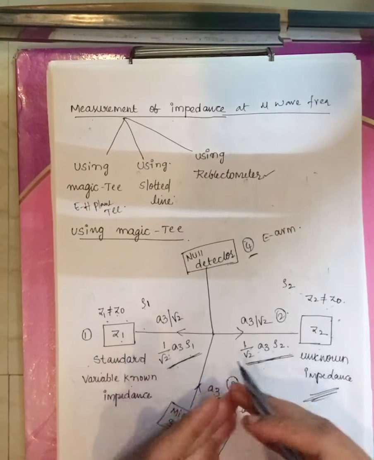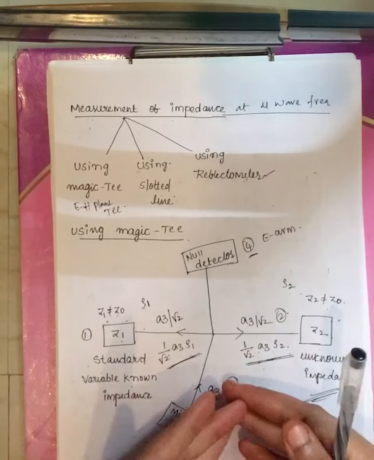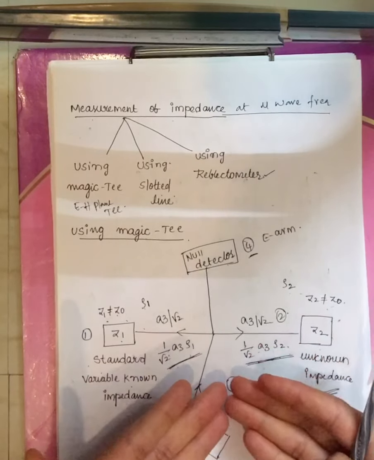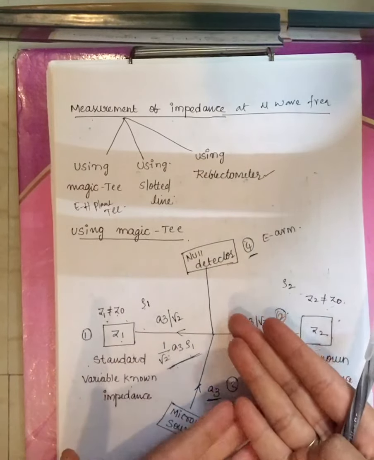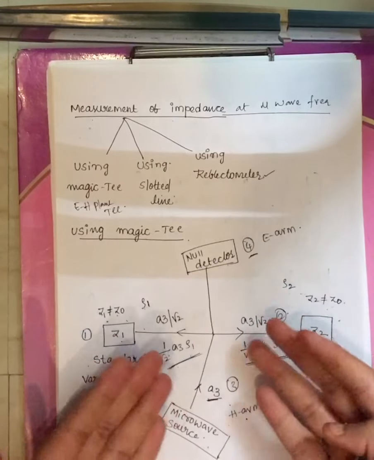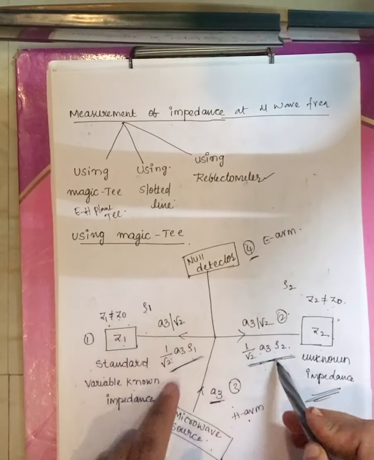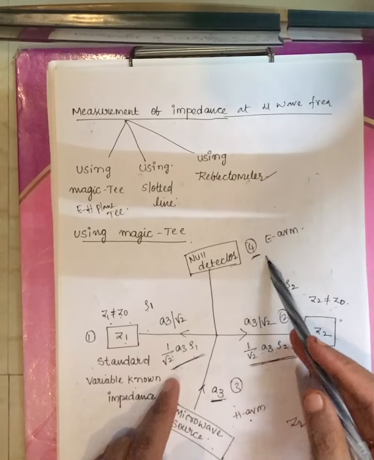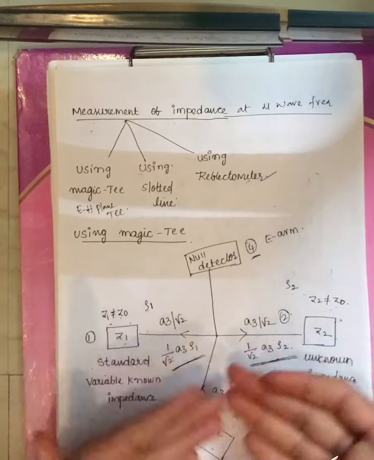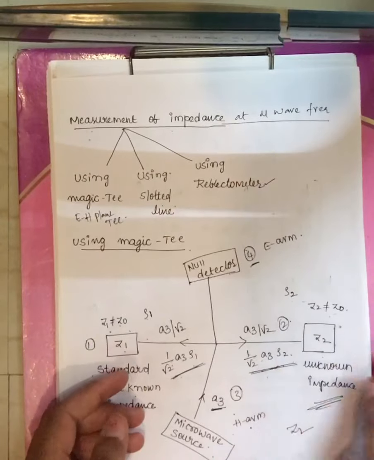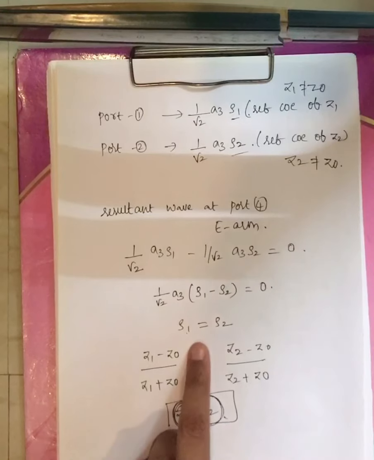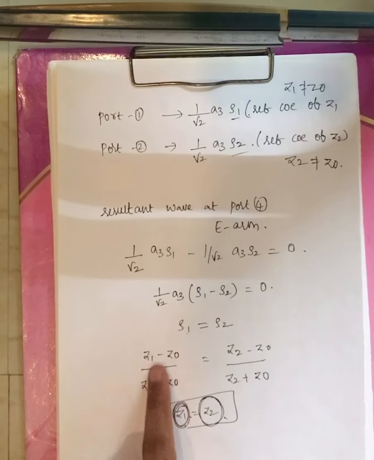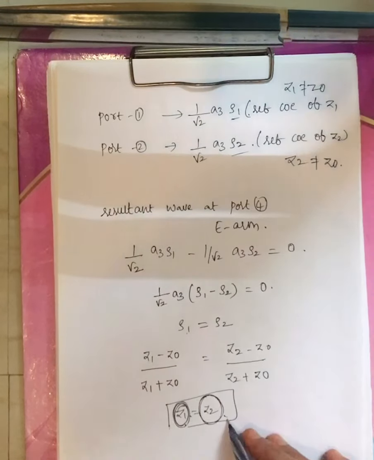Now these are the input powers at your port 1 and 2. If I give input powers from port 1 and 2, the output is collected at port 4. The resultant wave at port 4, nothing but your E-arm, is nothing but the subtraction of those two input powers. Now if I solve that, you get rho 1 equals rho 2. Substituting the values, you will get Z1 equals Z2.